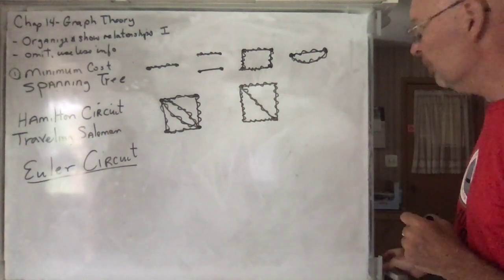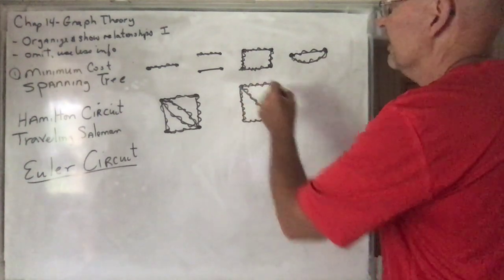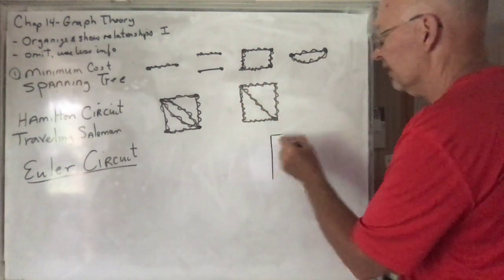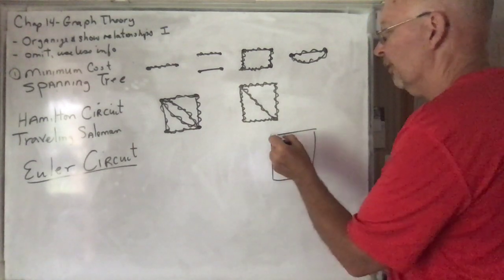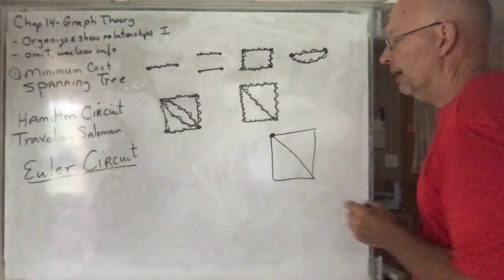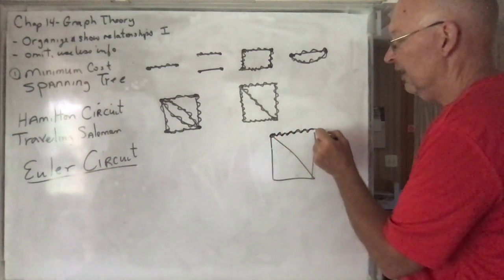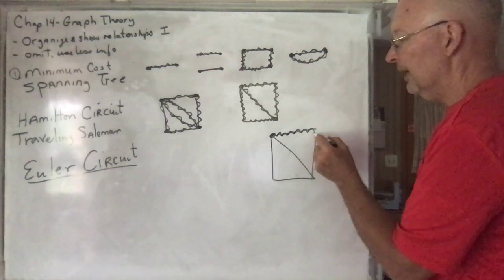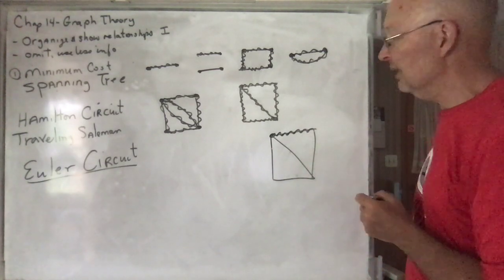But not only do I have to be connected, what else seems to be the case? What's the problem with something like this? Notice, let me draw it again. Say I start right here. Think about it. Starting from here, once I leave, I need to be able to return. Every time I leave, I need to be able to return, and I need to be able to return by a different edge.